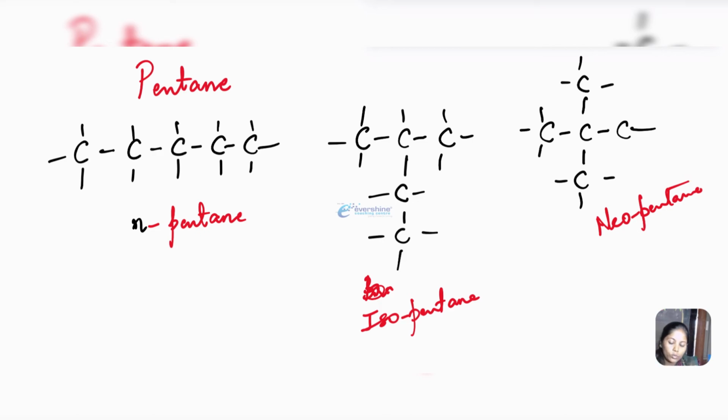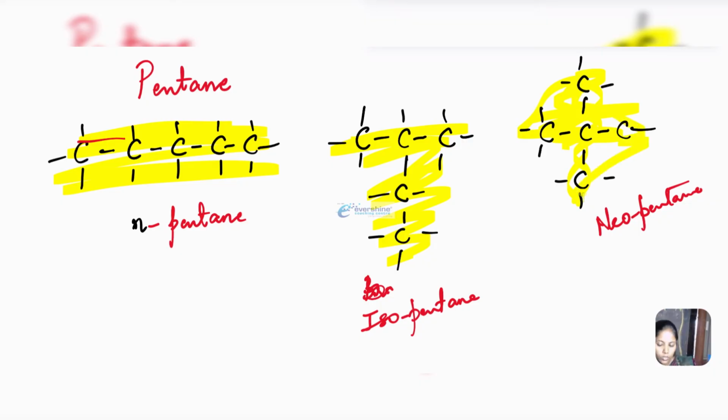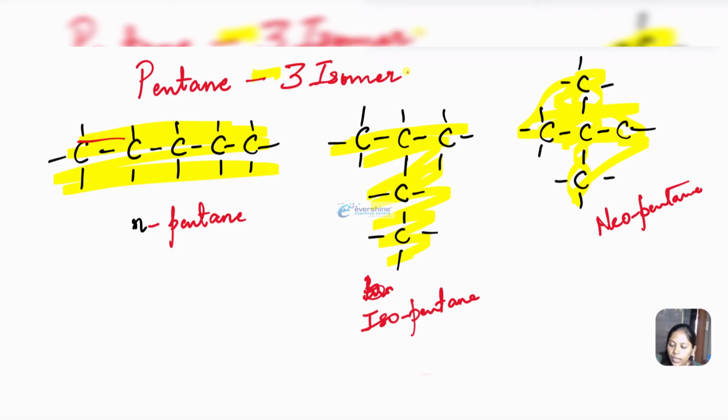So pentane has three isomers: one is straight chain, one is branched, and the other has branches both up and down. So you can write the isomers for pentane. How many isomers? Three isomers. Which are they? N-pentane, isopentane and neopentane. Like this, three isomers you can draw for pentane.